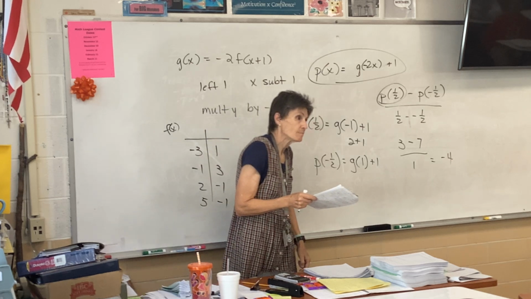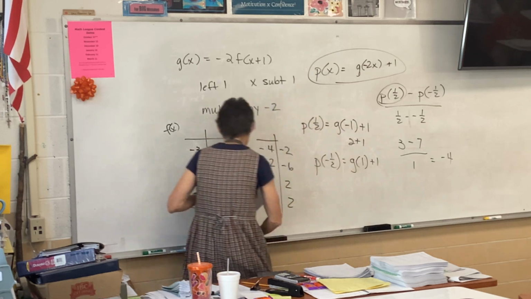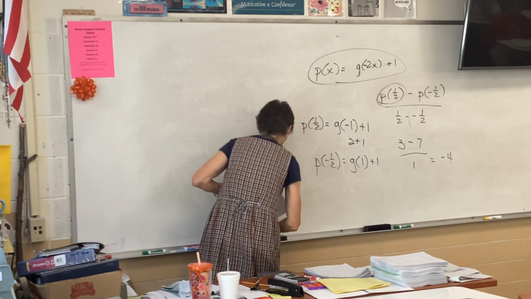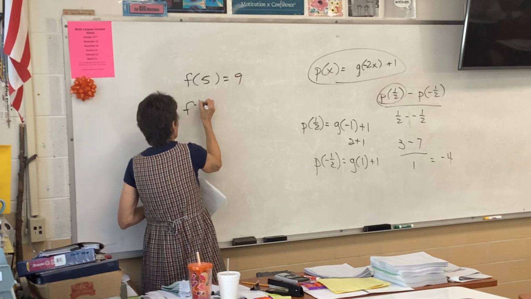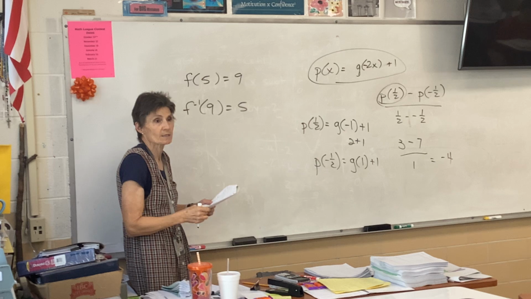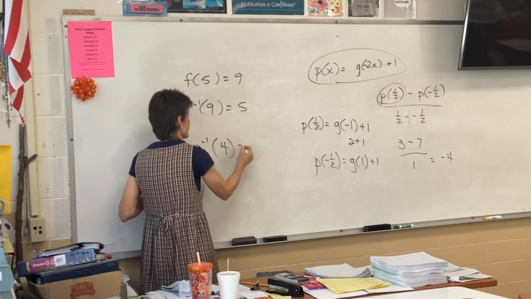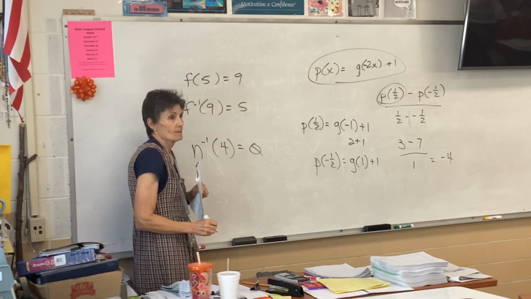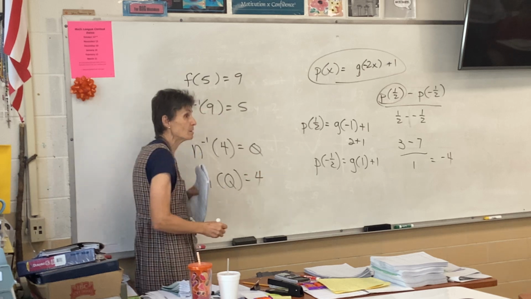Homework 2C. Same homework, 2C. Yeah, we talked about this. What do we know about inverse relationships? We know that if f of 5 is 9, then f inverse of 9 is 5, right? That's what it means to be inverses. So if we are being asked to figure out what n inverse of 4 is, I don't know what that is, but I know that n of that number equals 4.